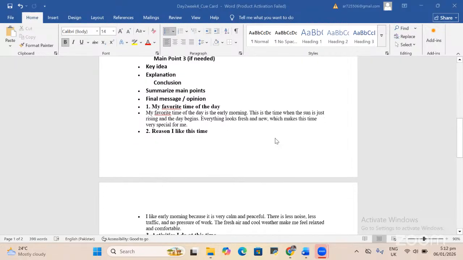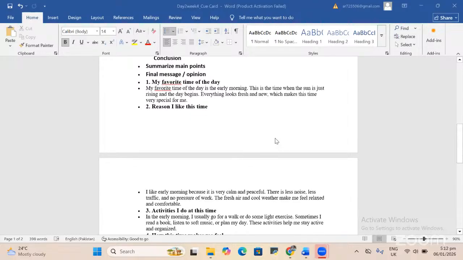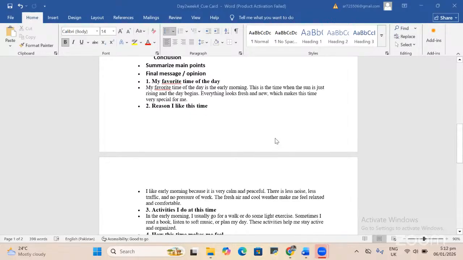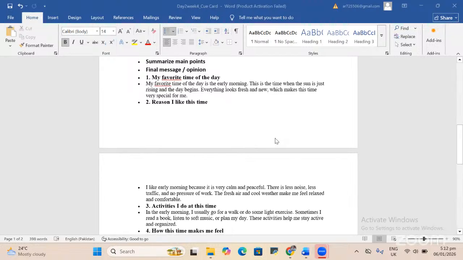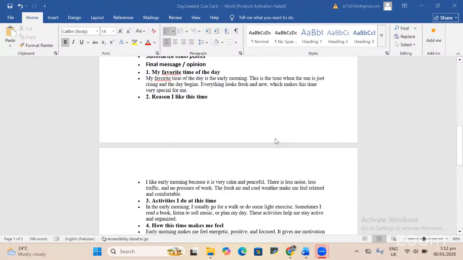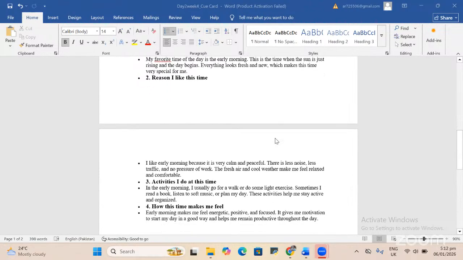The second point is the reason I like this time. I like early morning because it is very calm and peaceful. There is less noise, less traffic, and no pressure of work. The fresh air and cool weather make me feel relaxed and comfortable.